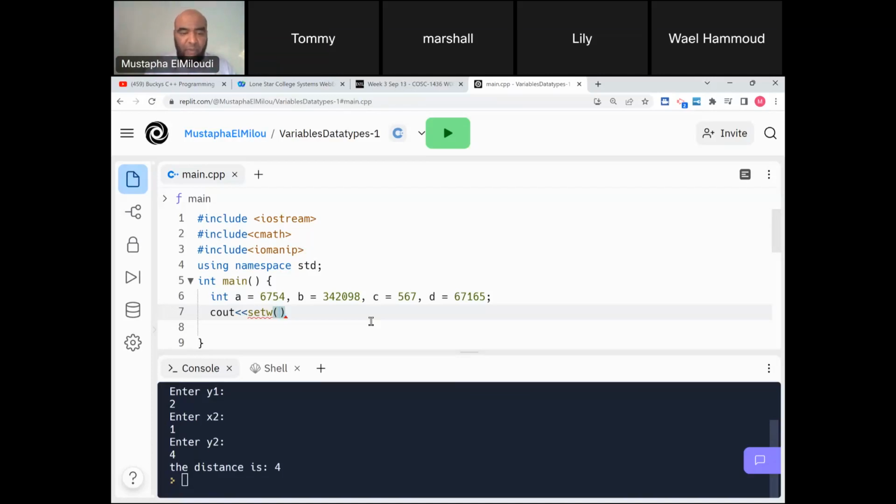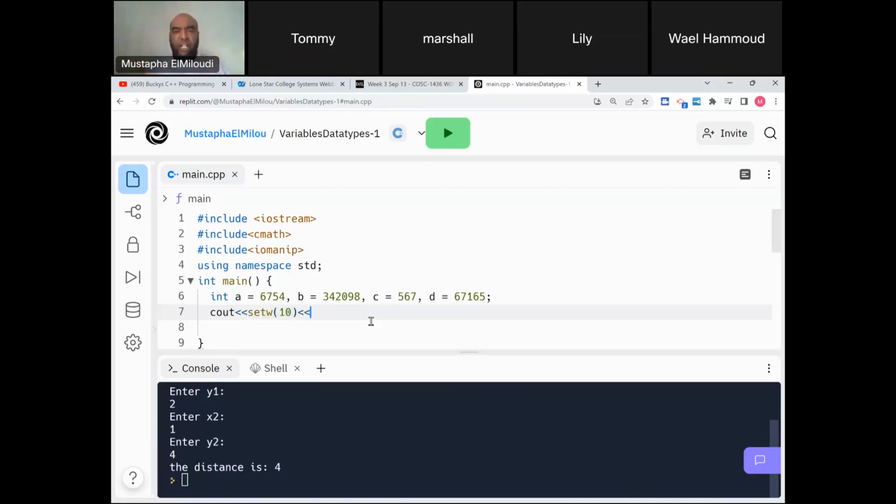So we're going to put setw(10). That means the first number will have 10 spaces. Even if you have less than 10 digits, you still have these spaces. No other number will overlap with that number. I will show you how it works.